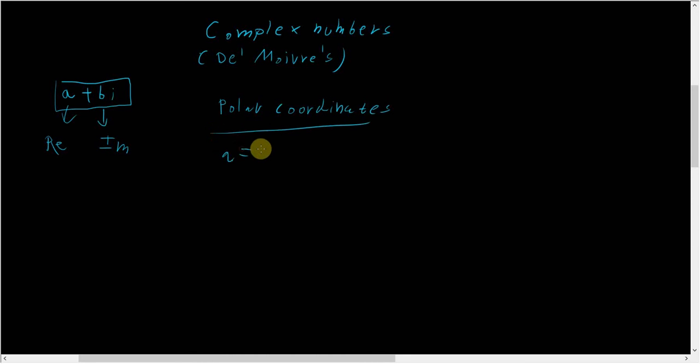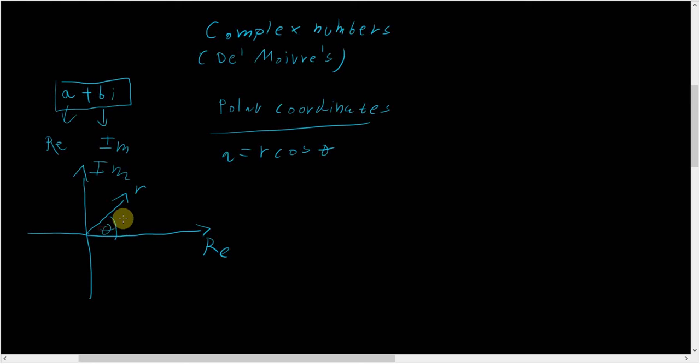So our A is going to be equal to r times cosine of theta. You may ask, where do I get this from? Well, I'm going to draw an xy plane with my real part and my imaginary part. So, if I have a vector r and an angle theta, this is my number A, this is my number B.